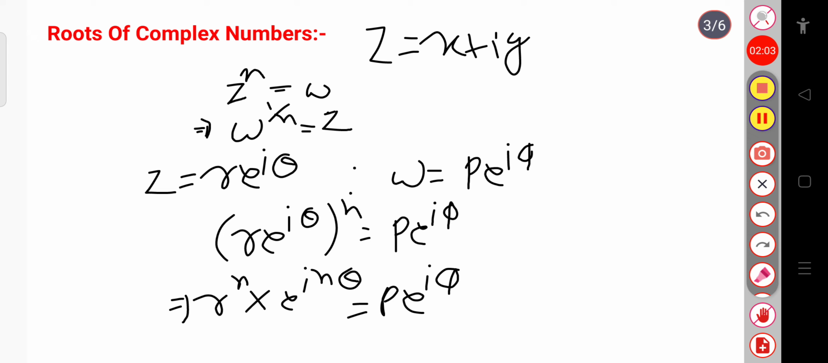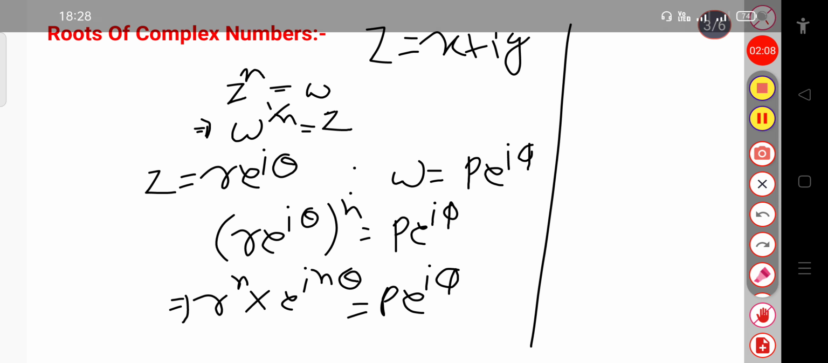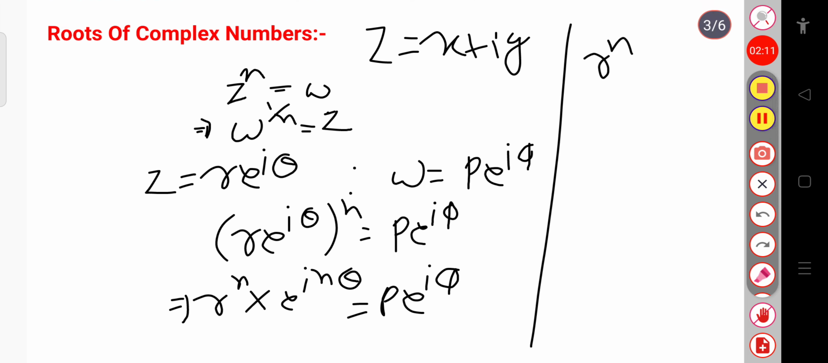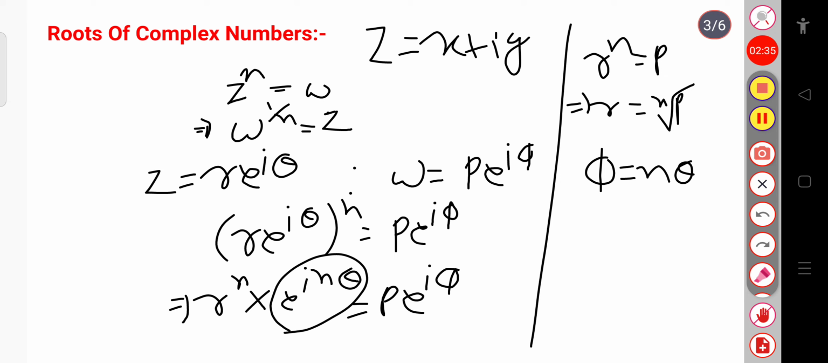If I compare the left hand side and right hand side, then r power n equals p, or I can write r equal to p power 1 by n, that is the nth root of p, and exponential I n theta equal to exponential I phi, so that n theta will be equal to phi.